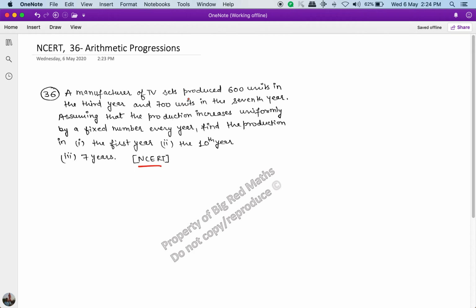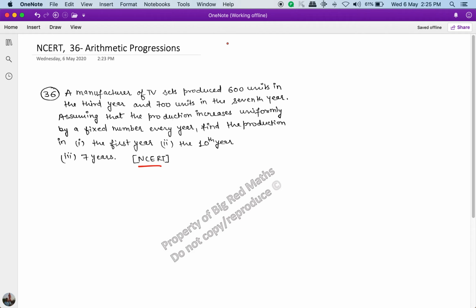The question says that a manufacturer of TV sets produces 600 units in the third year and 700 units in the seventh year. Assuming that the production increases uniformly by a fixed number every year, find the production in the first year, in the 10th year, and in 7 years. So let's start solving this one.